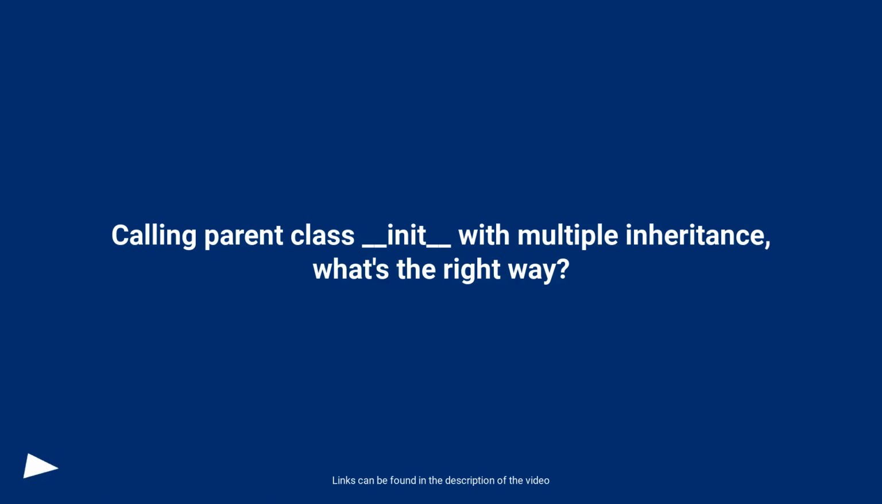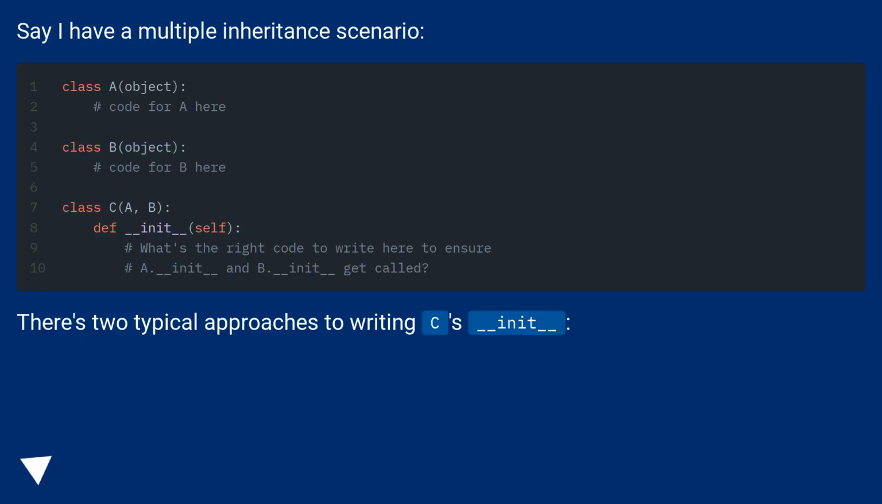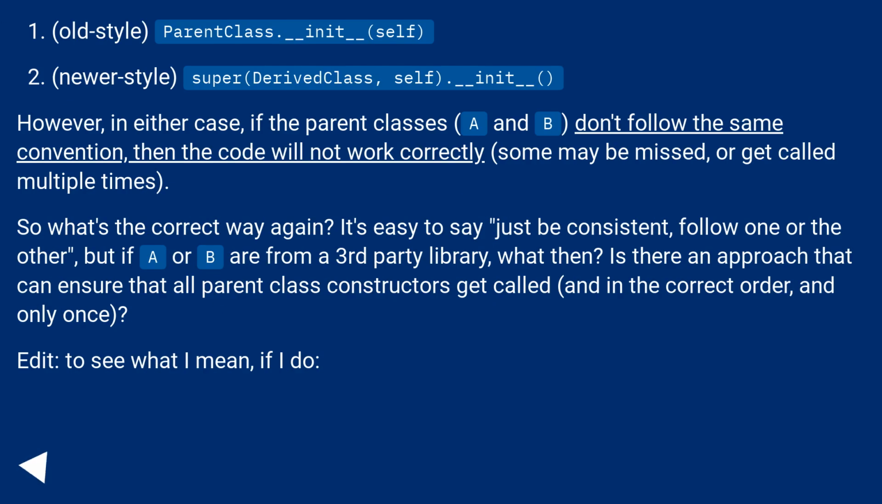Calling parent class __init__ with multiple inheritance, what's the right way? Say I have a multiple inheritance scenario. There's two typical approaches to writing C's __init__. Old style: Parent class.__init__(self). Newer style: super(derived class, self).__init__().